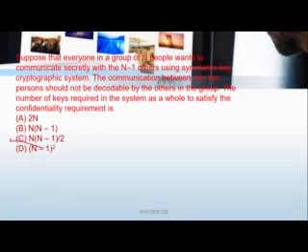So it is very simple and easy. The right answer is C.